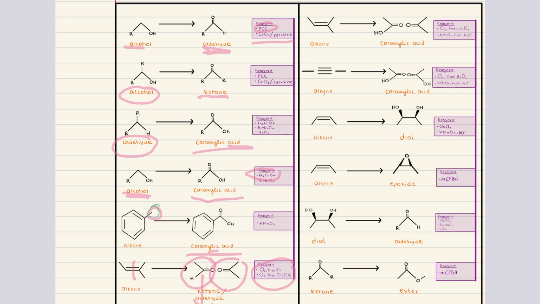On the other hand, when ozonolysis is performed with an oxidizing workup, such as hydrogen peroxide, or under strong oxidative conditions with potassium permanganate, heat and acidic conditions, any aldehyde that forms will further be oxidized to carboxylic acid. And this is because aldehydes are susceptible to oxidation, whereas ketones remain unaffected under these conditions.